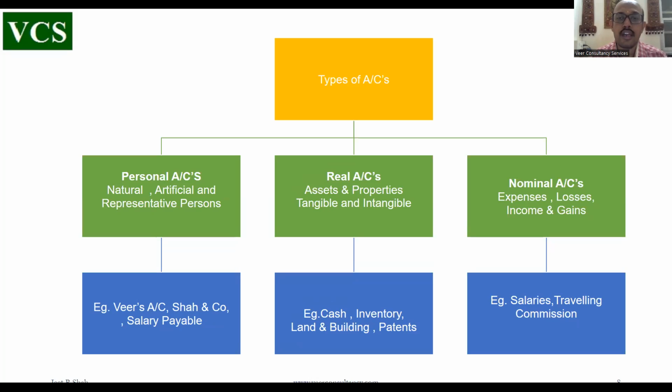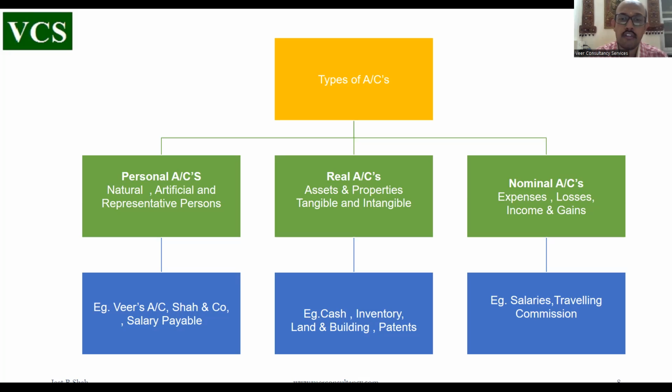They are the accounts that are related with properties, assets, or possessions. These properties can both be physically existing as well as non-physical in nature. These real accounts are of two types: tangible real accounts and intangible real accounts. What is a tangible real account? Tangible real accounts are accounts which have physical existence. In other words, such assets can be seen, felt or touched.